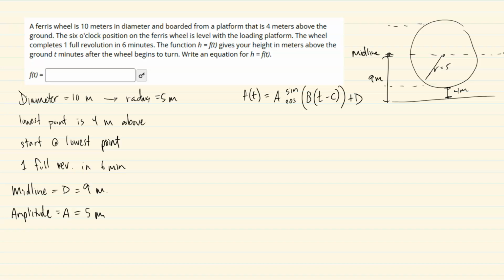All right. We can also figure out the period based on how long it takes to complete one complete period, because t, the input value, is time. That is 6 minutes. So we can figure out the period is 6 minutes. 6 minutes is equal to 2 pi over b. So we can actually find the value of b.